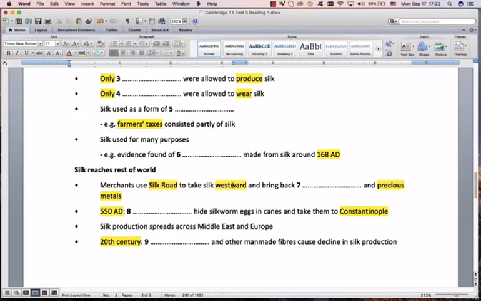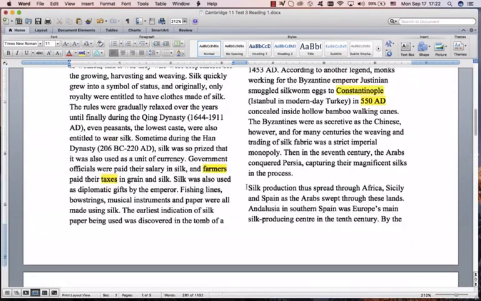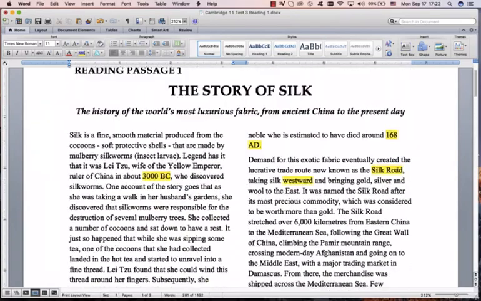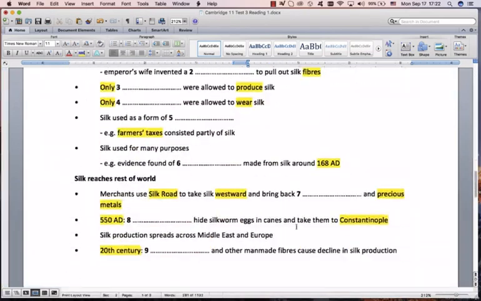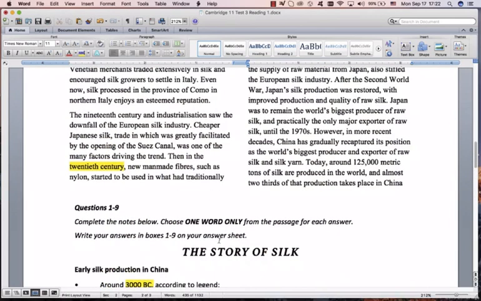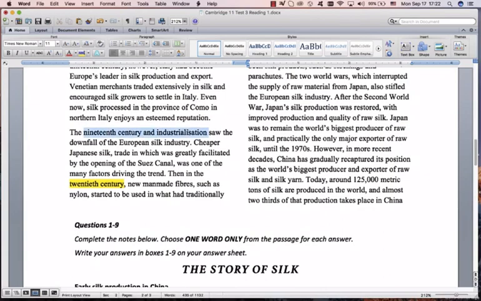Actually, immediately I saw Westwood right next to Silk Road when I was scanning. Silk Road was there, Westwood was right there. I might even just start with this one because I know exactly where that is now. And 550 AD, quite easy to find. 20th century wasn't so easy, but I saw 19th century. So I knew it was going to be coming soon after 20th century there.